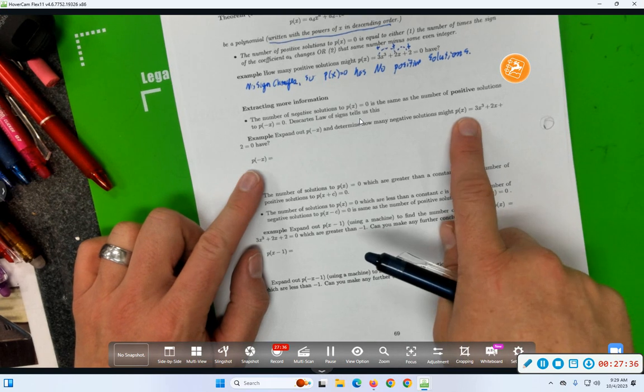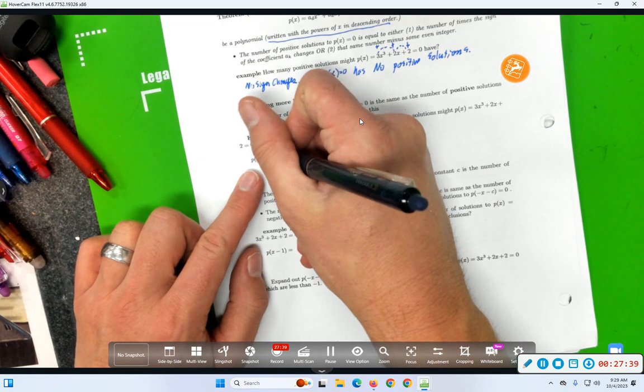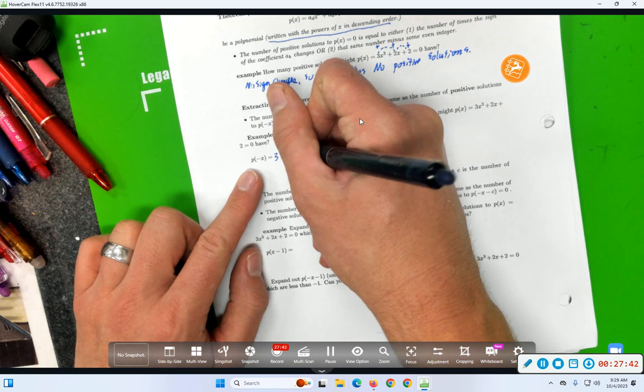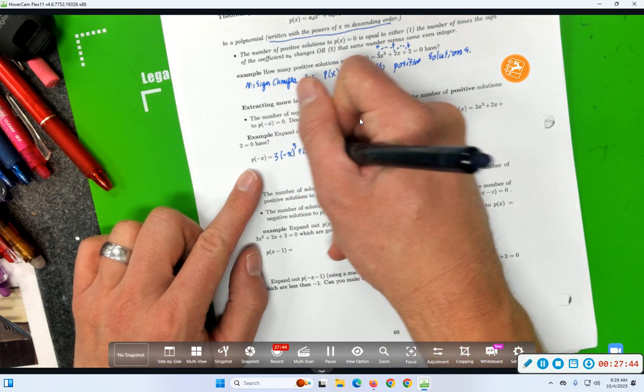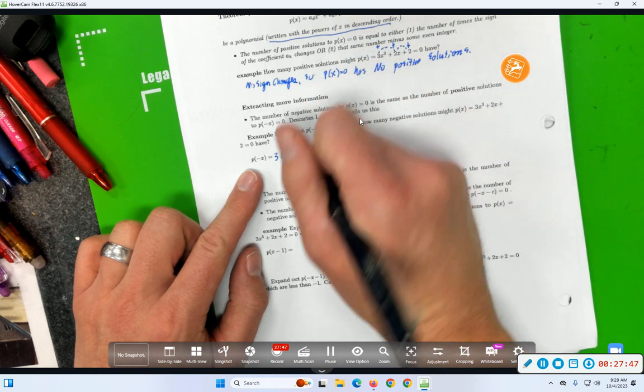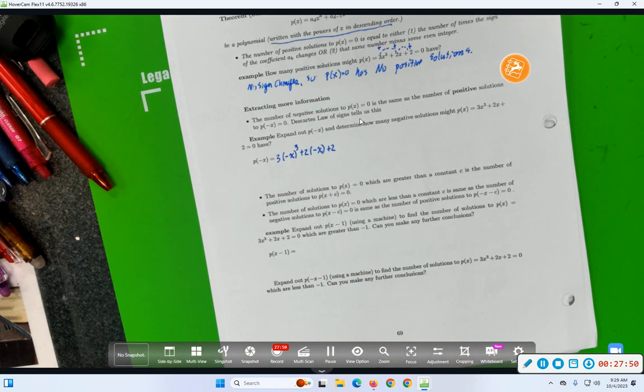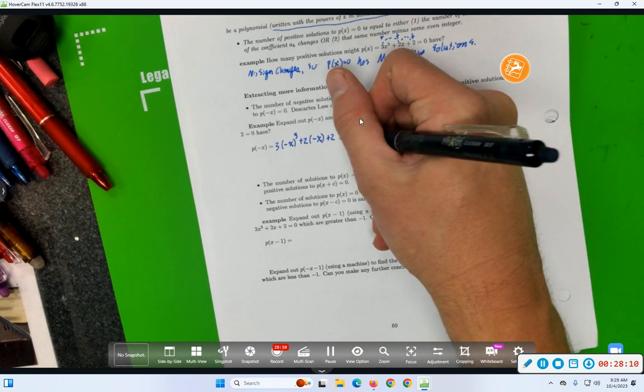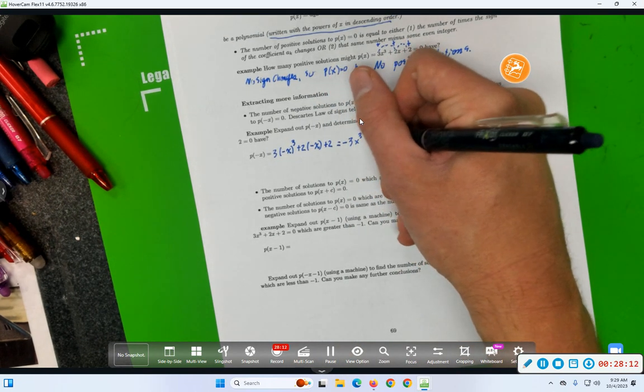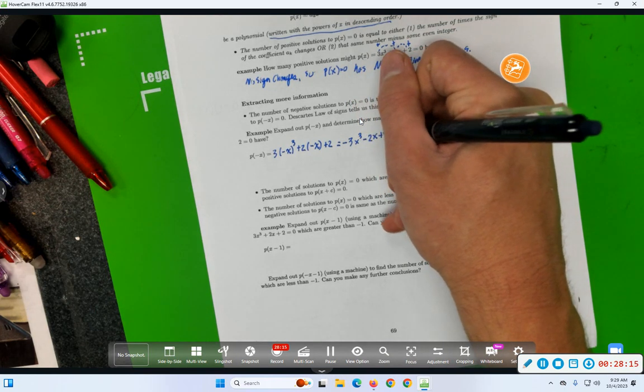To do that, let's just write out what P of negative x is. So that'll be 3 times negative x cubed plus 2 times negative x plus 2. Have I successfully plugged in negative x for all the x's in that polynomial? All right. Are there any simplifications that can be made now that that's happened? Yeah, what happens when you cube a negative? Just the negative pulls out. So that'll be negative 3x cubed minus 2x plus 2.